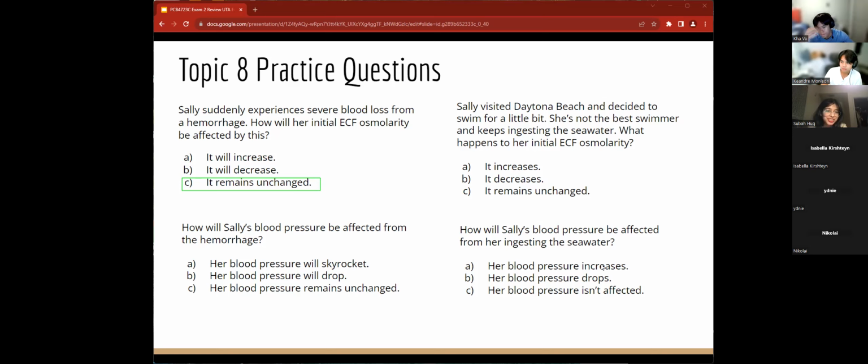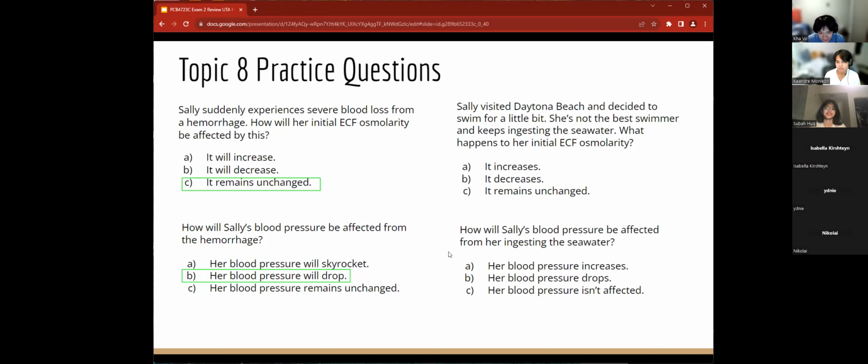Since we kind of already showed the answer, I'll just go over it really quickly. The answer is that her blood pressure will drop. Like I said for the first question, she's going to lose a lot of blood, so her blood volume is decreasing. Blood volume and blood pressure are related to each other, at least for this exam, this class. So if your blood volume is dropping, then your blood pressure is also dropping.